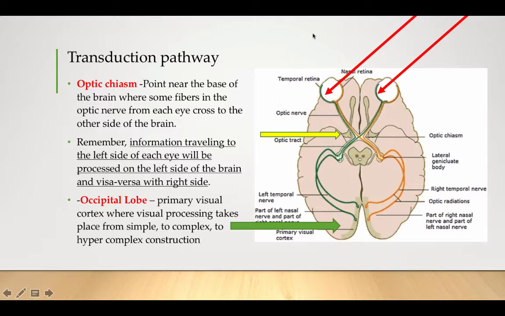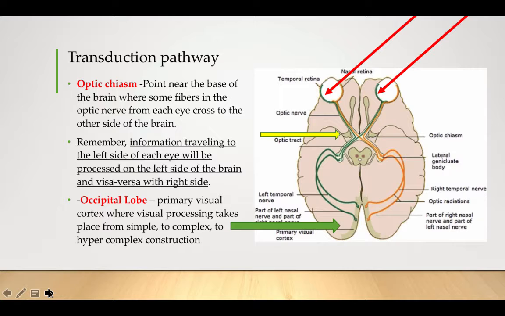So vice versa is true. Information coming from the right side travels to the right side of each eye, from the left field of vision, and then that information stays on the right side of the brain, to the LGN and to the occipital lobe. So I would practice that once or twice, following that pathway from retina left to LGN thalamus left to occipital lobe left. And then information is combined and then top-down processing takes place.